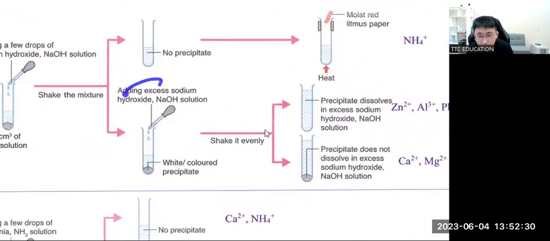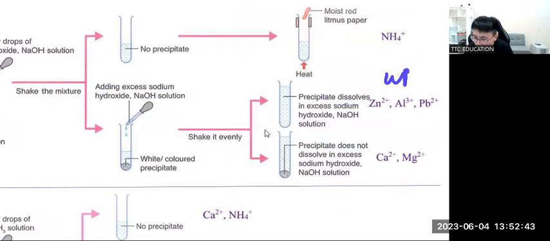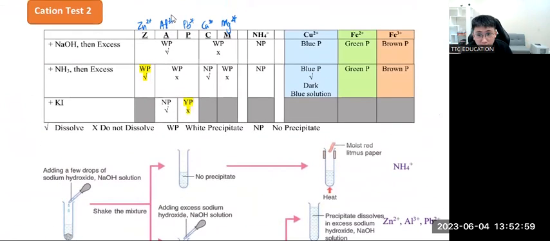When I add excess sodium hydroxide, shake it evenly. If the precipitate dissolves, it is ZAP. If the precipitate does not dissolve after you add excess, that is Ca and Mg. Because this is WP with a tick, and this is WP with a cross. You get it? So you go in the flow chart like this. If this observation, you do this test. If that observation, you do the other test. So this is a step-by-step guide on how to use this table.